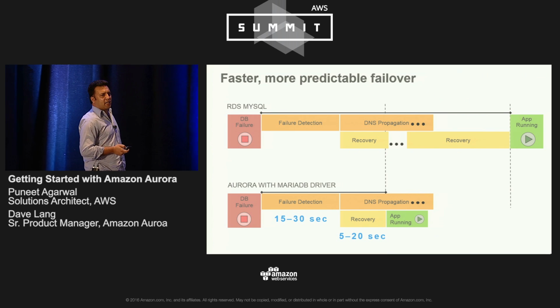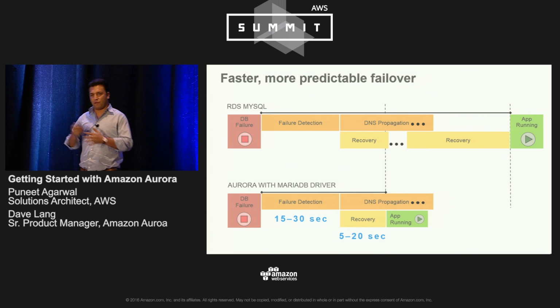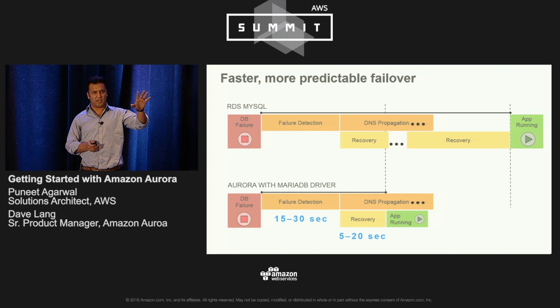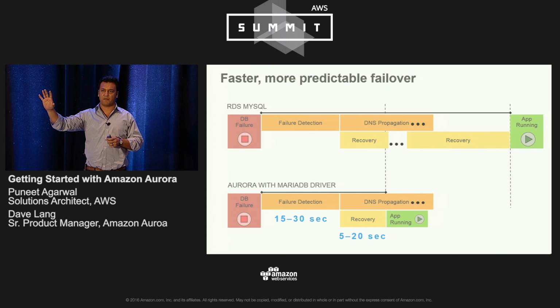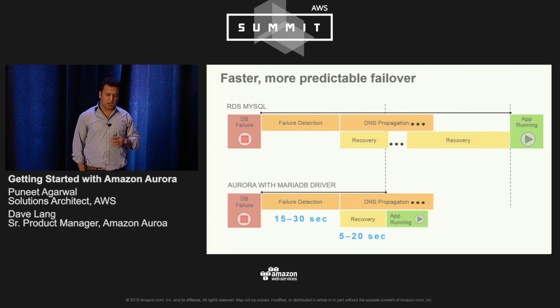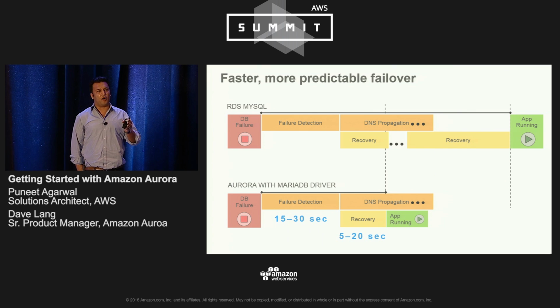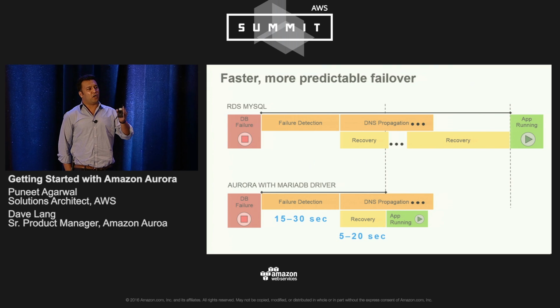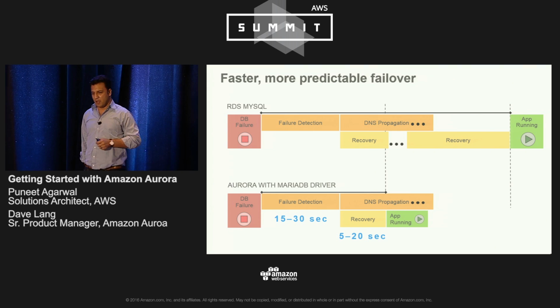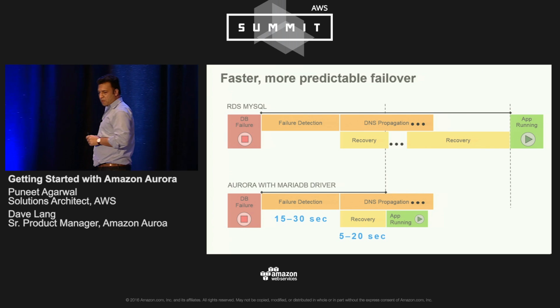Let's take a look at how Aurora does in terms of failover times. So let's say you have a primary server running in one data center, one availability zone, and you have your standby server running in another availability zone or another data center. How much time would it take for our services to fail over your database from primary to the standby server? So let's do some comparison.